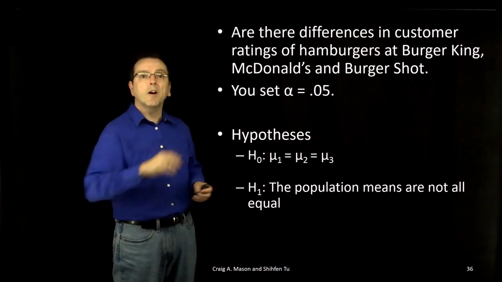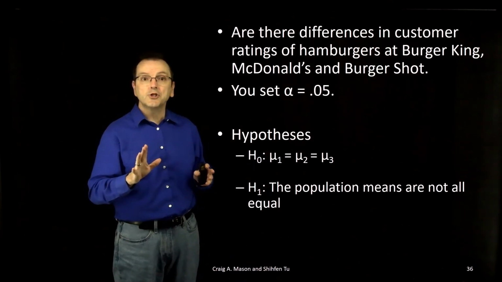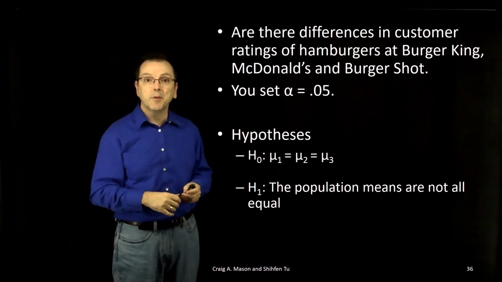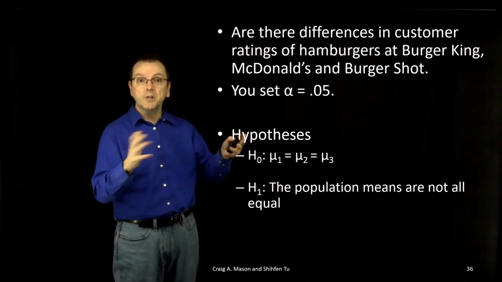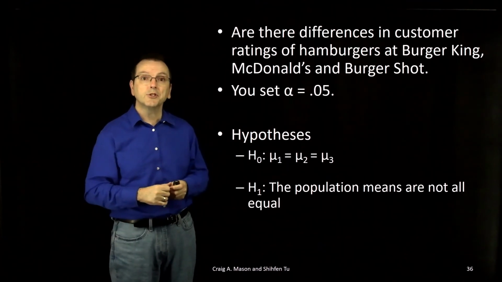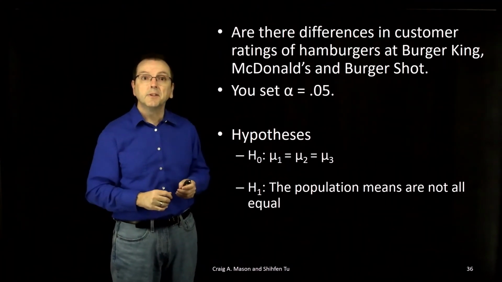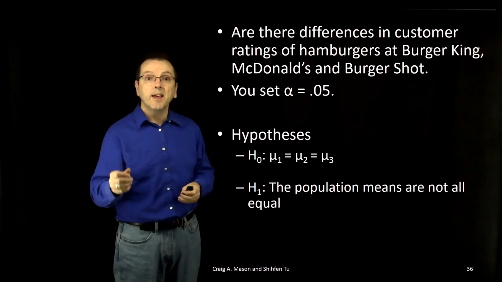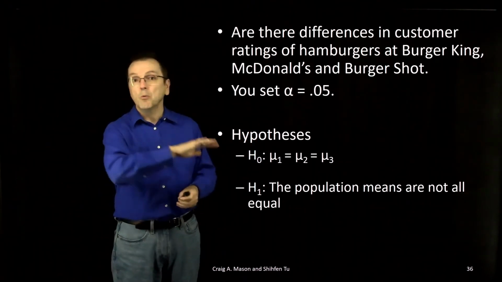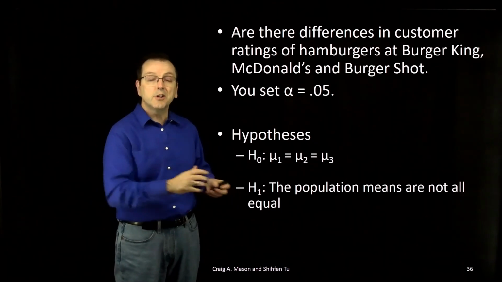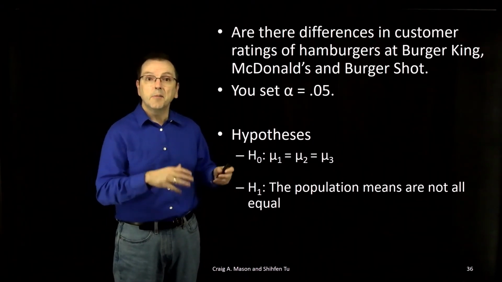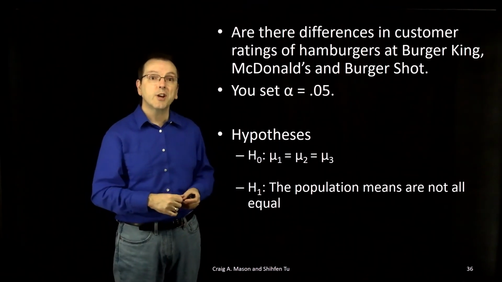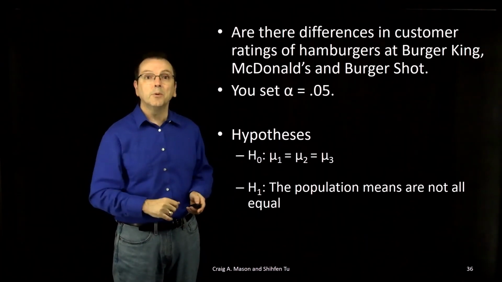Now, here's where we started. Our research question of whether the ratings for hamburgers from the 3 different chains were different, right? So we've got our research question. Our null hypothesis was that the mean ratings in the population of people eating at these 3 restaurant chains were all equal. And the alternative hypothesis is that the means for those populations of people eating at these 3 restaurant chains are not all equal.